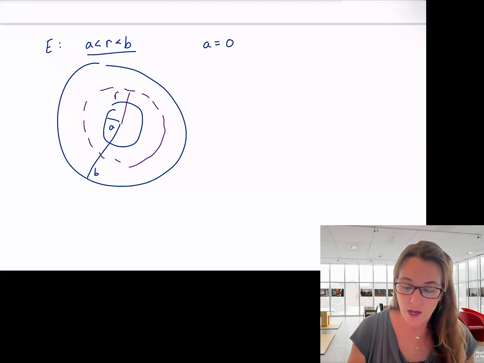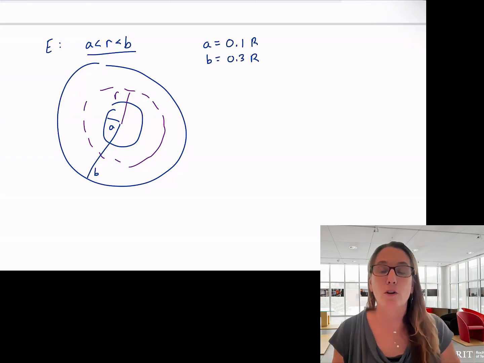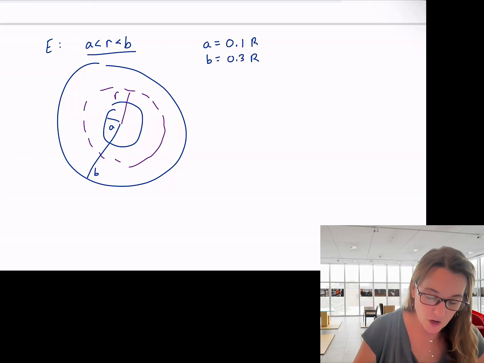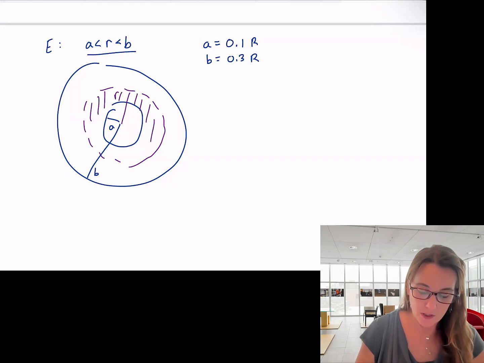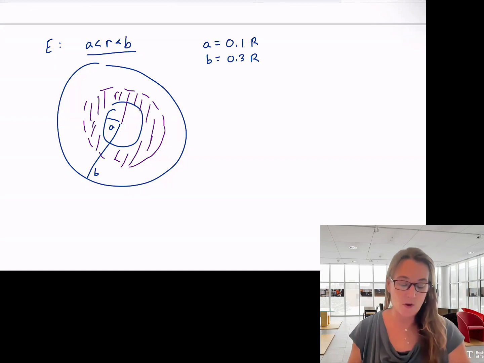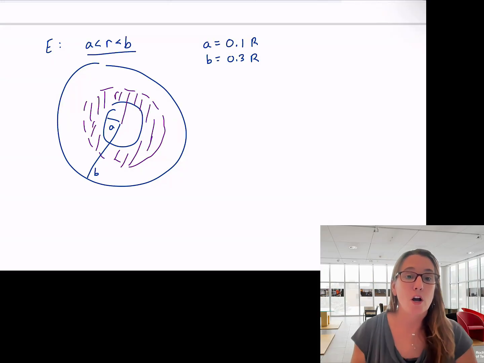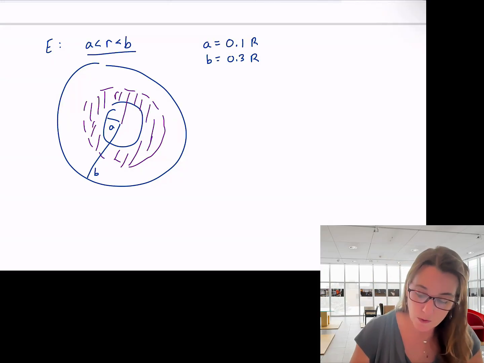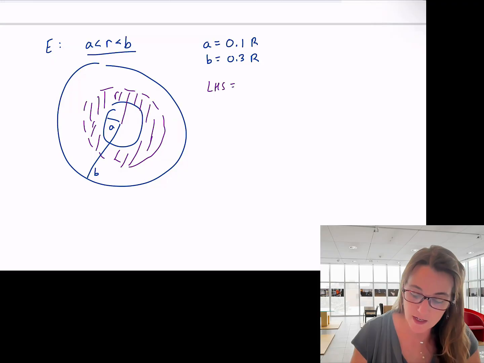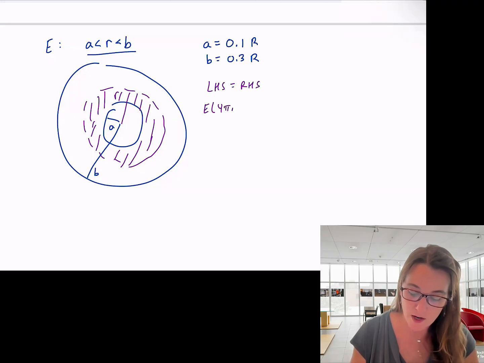And now we'll use these values, 0.1 R for the inner radius and 0.3 R for the outer radius. And the charge enclosed by some Gaussian surface of radius r is going to involve that volume. And so what we have to do is we have to say, okay, I'm going to take our left-hand side equal to the right-hand side. The left-hand side is just E times 4 pi r squared.